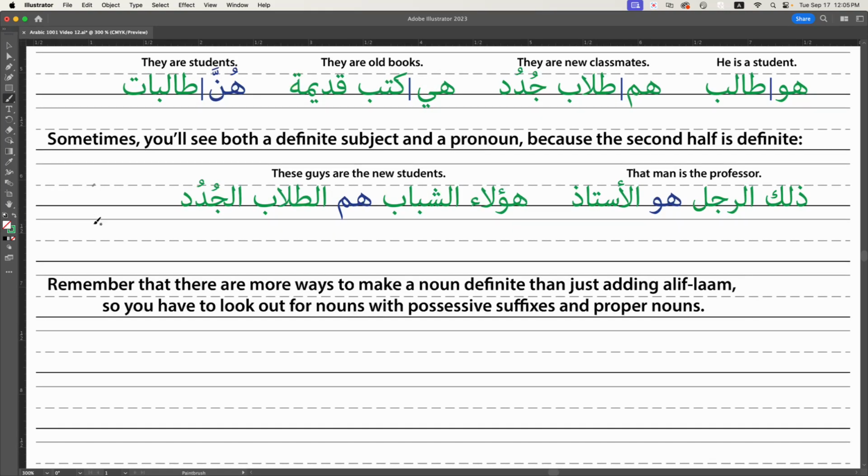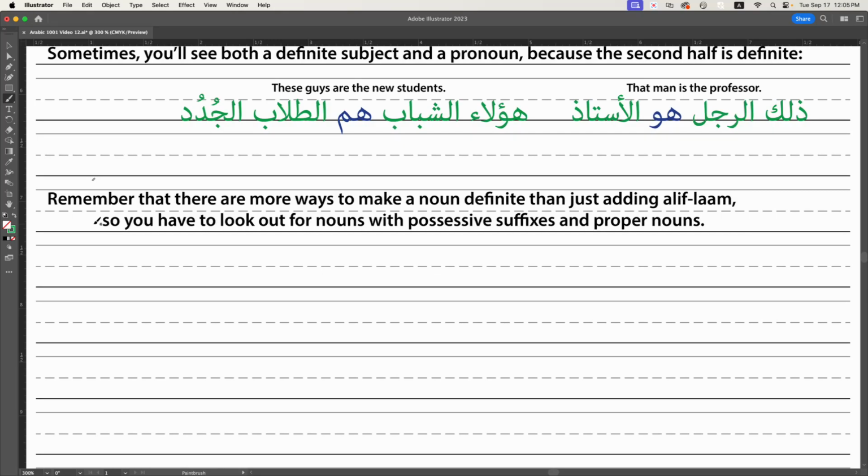So there are more ways to make a noun definite than just adding alif lam. We can have nouns with possessive suffixes, we can have proper nouns, and then later on we'll talk about nouns that are owned by other nouns, and they count as definite as well, but they won't really cause a problem for these sorts of sentences. So we can say zamili. Now, zamil is classmate, so zamili is my classmate.